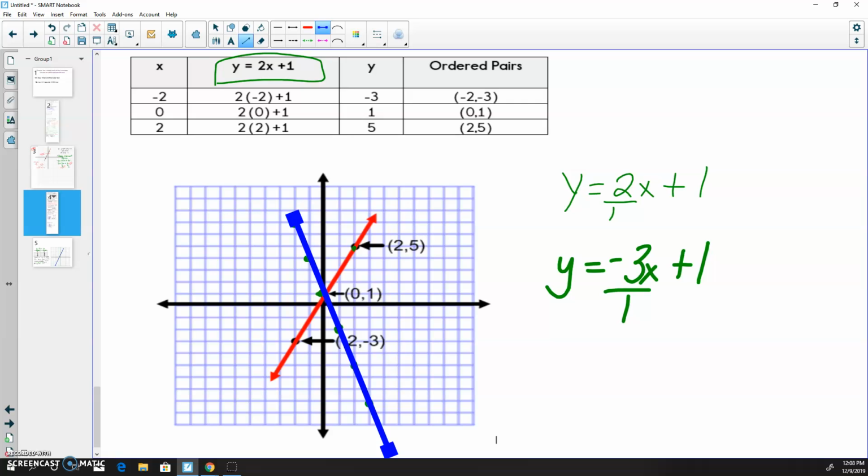Because it's a negative. So this was a positive slope, right? And this is a negative slope. So it flipped directions, right? And the absolute value of 3 is higher than the absolute value of 2, so your line is steeper, right? So now it's negative and steeper.